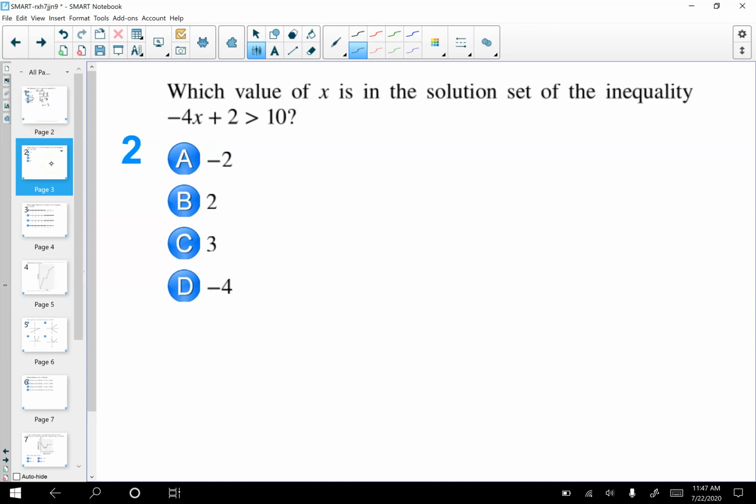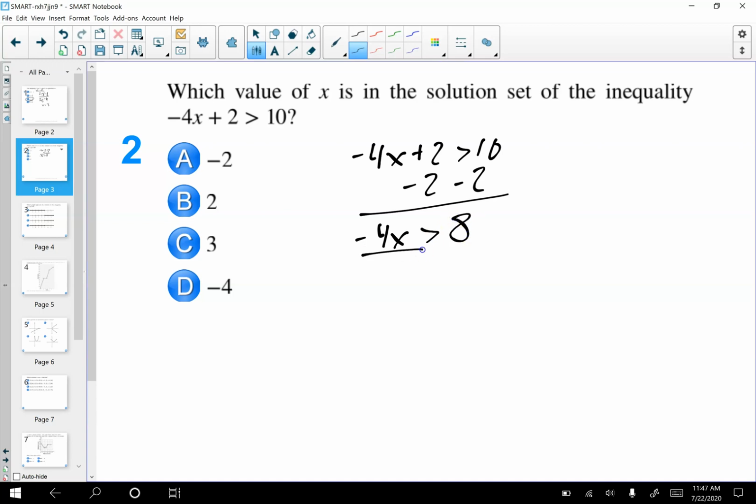In my next one here, which value of x is in the solution set? So we've got to be careful here. So I'm going to write this so that I can solve. In this case, there's just numbers on both sides, so I'll start by subtracting 2, subtracting 2. Negative 4x is greater than 8. Divide both sides by negative 4. Now, because I divided by a negative, this greater than sign becomes less than. And then 8 divided by negative 4 is negative 2.